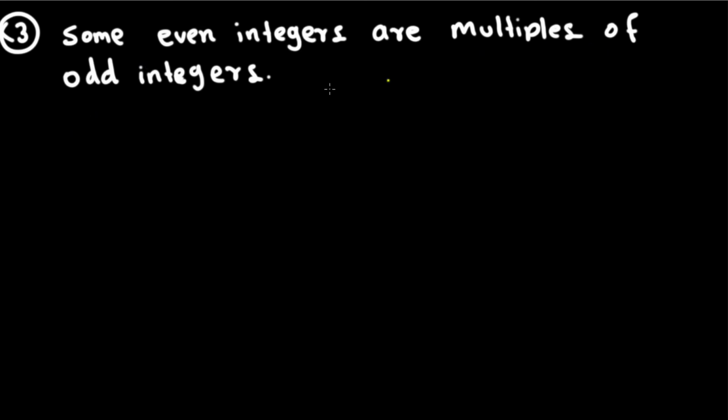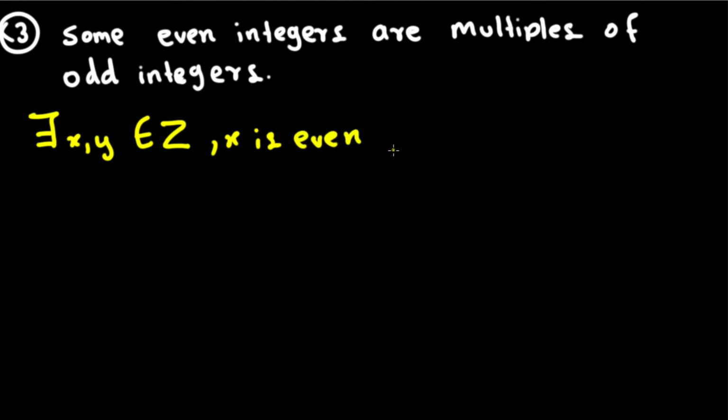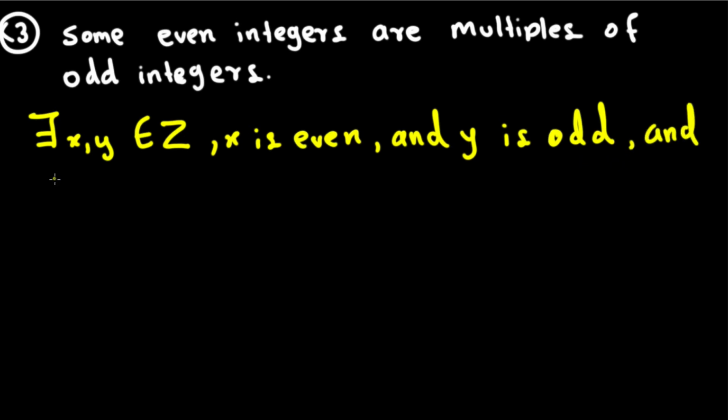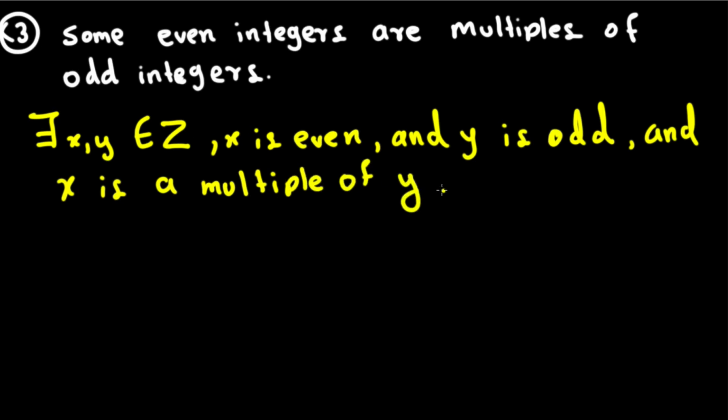The next one says some even integers are multiples of odd integers. If we write this one in symbolic form, it is going to look like: there exist x and y belonging to the integers such that x is even and y is odd, and x is a multiple of y.